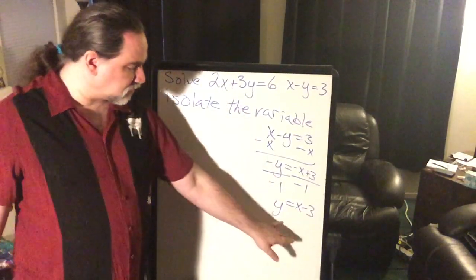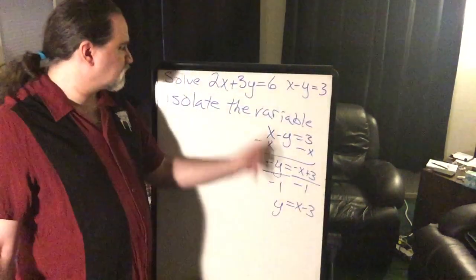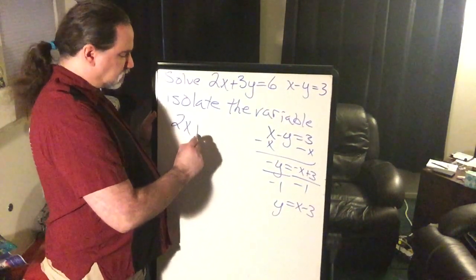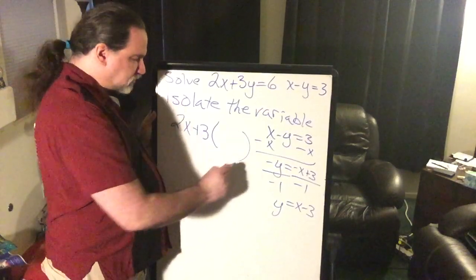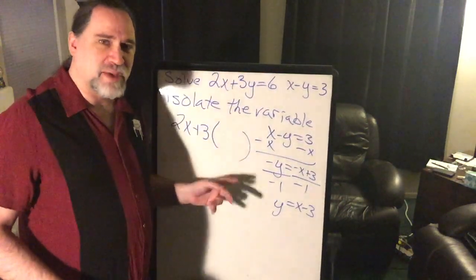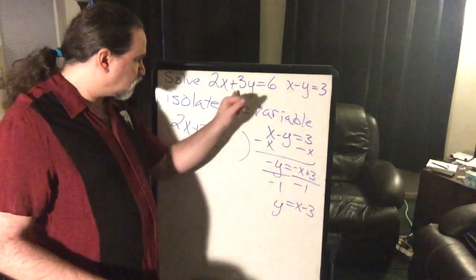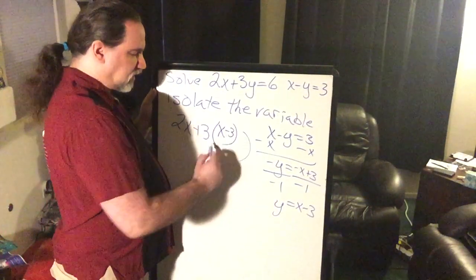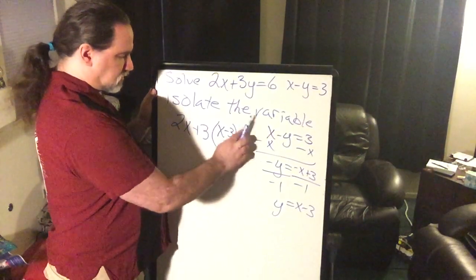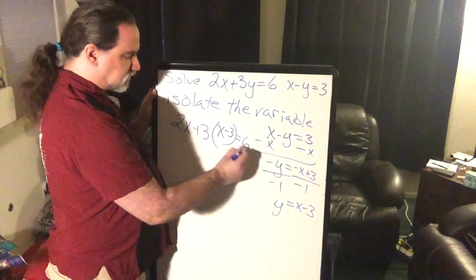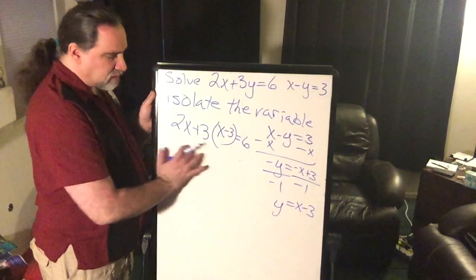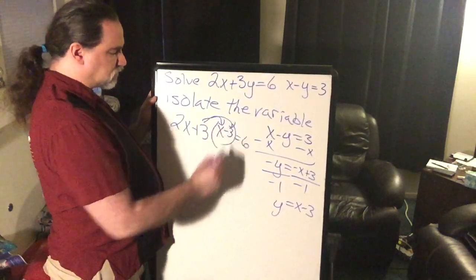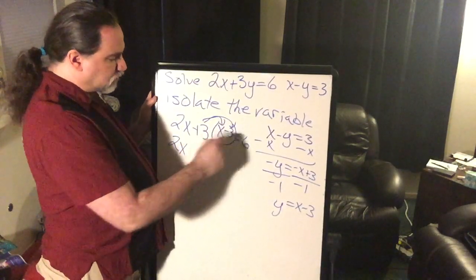And now I can replace the y with x minus 3 in this equation. So 2x plus 3 times, and you notice I put the parentheses last time, but now it really matters because I have 3y, I have 3 of this x minus 3 thing, and that equals 6. And again, notice now I only have one variable. I'm solving for my one variable, following the inverse order, still dealing with the exponent and the parentheses first.